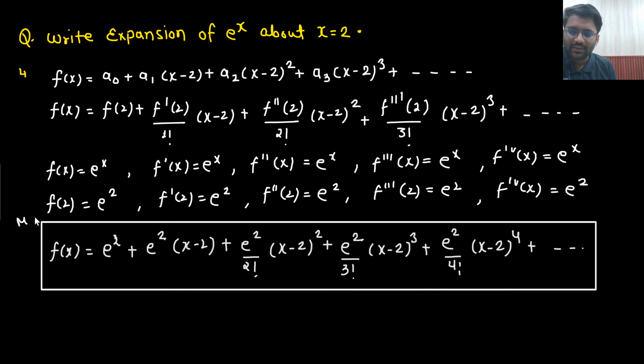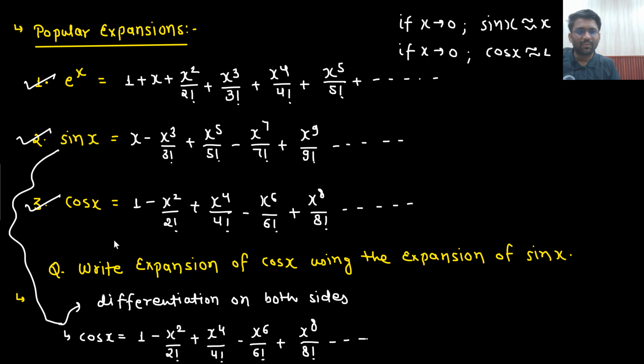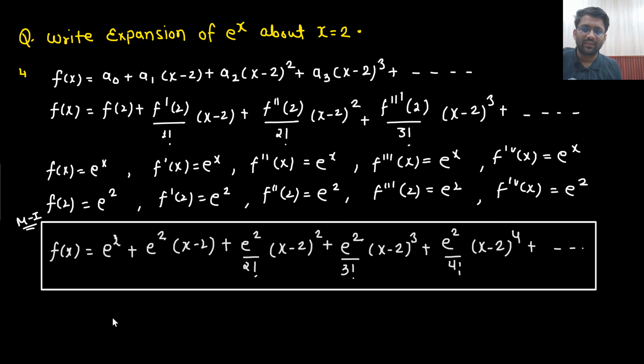But let's use a smart method. Because if I have asked you to remember these 3 expansions, it means most of the problems will be solved using these 3 expansions only. That's why I have asked you to remember. So this was our method 1. What could be the method 2? I know one thing, that e to the power x could be written in this manner. I know the expansion of e to the power x.